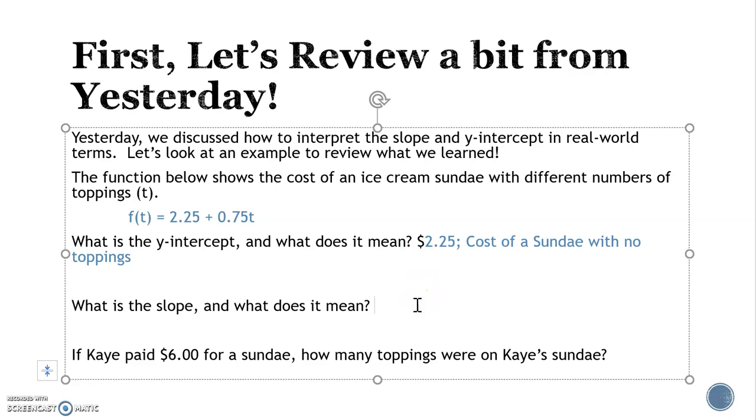Okay, how about the slope? So the slope we know is in front of our input variable, which is t for toppings, and it's 0.75. What do we think 0.75 means here? We know it's the rate of change of t. T is toppings. So if you're thinking about rate of change of the toppings, that's the cost per topping, right? So it's a 75-cent charge per topping. So the slope is 75 cents, and that's the cost per topping.